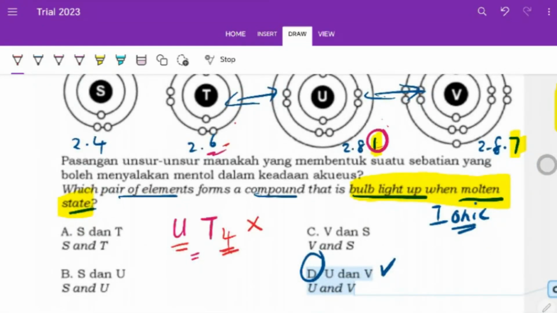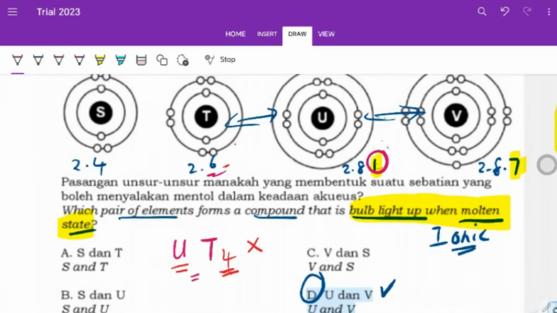How about the others? Now we are talking about the ionic. S is group 14 already, so it forms covalent. Ionic U and T is possible because this one is metal, this one is non-metal. So they can form the ionic. So my question now is, what is the formula? Lucas, you get what I mean?